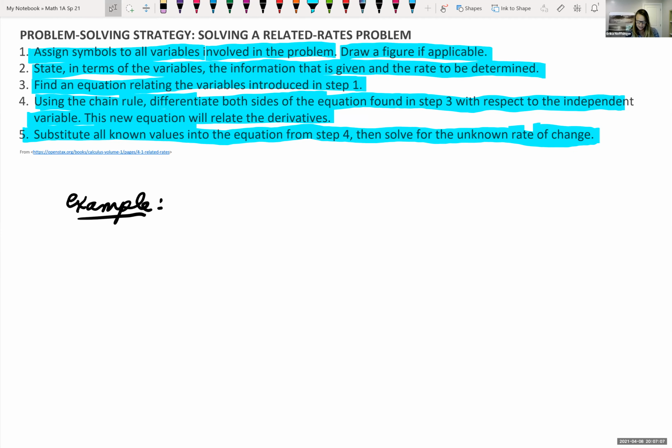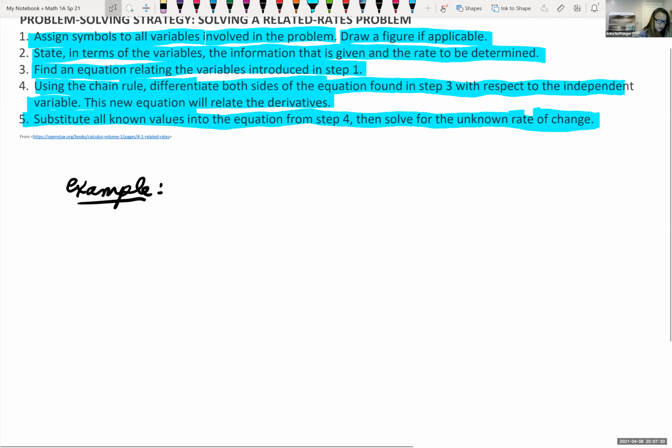So we have a plane that is 750 meters in the air and flying parallel to the ground at a speed of 100 meters per second and is initially 2.5 kilometers away from the radar station. At what rate is the distance between the plane and the radar station changing initially? Okay.